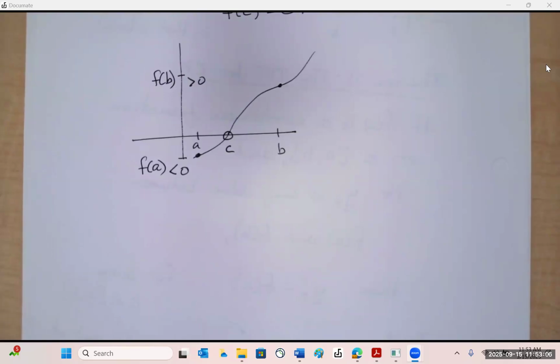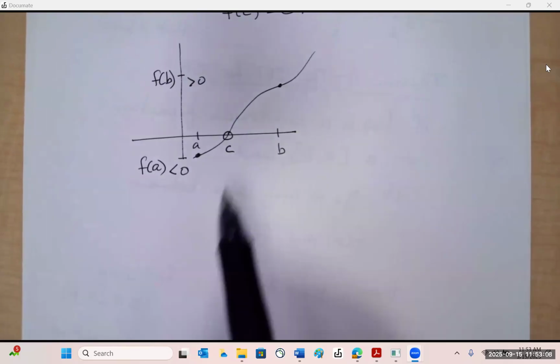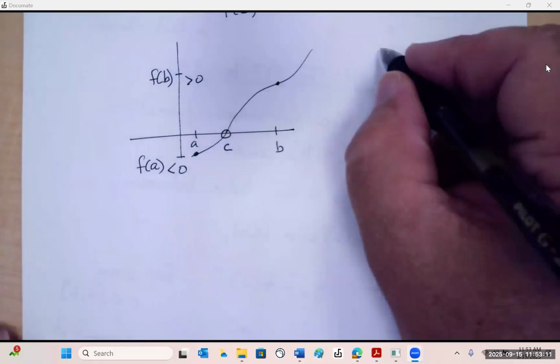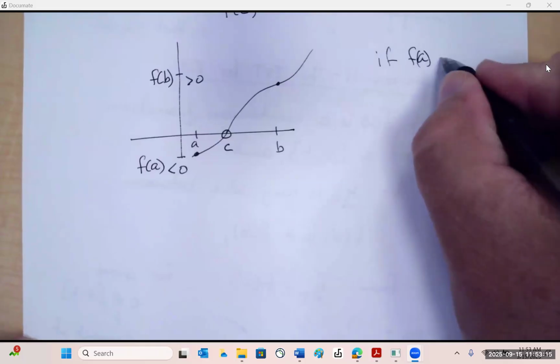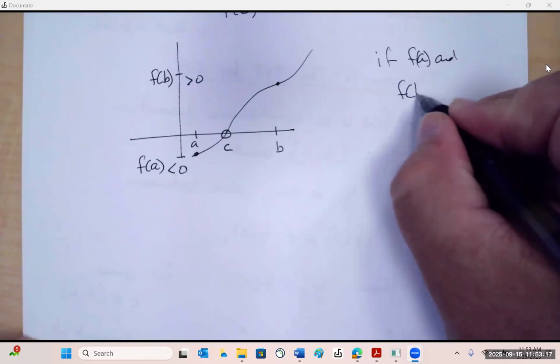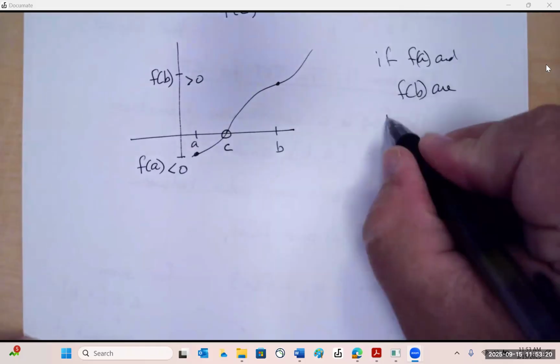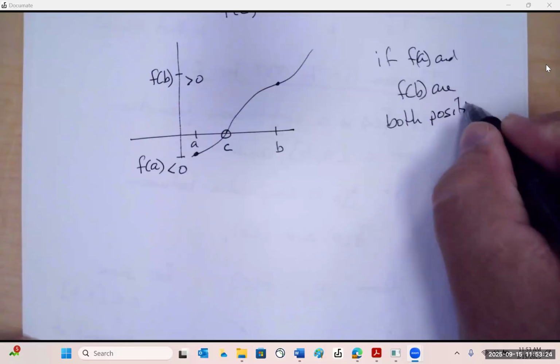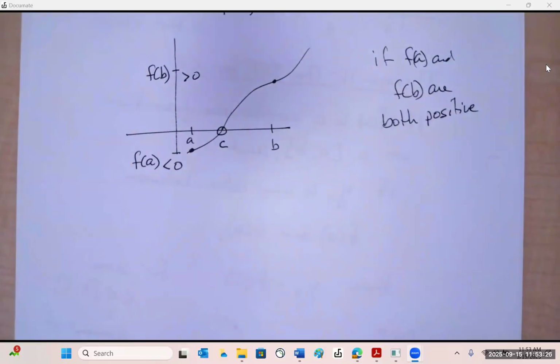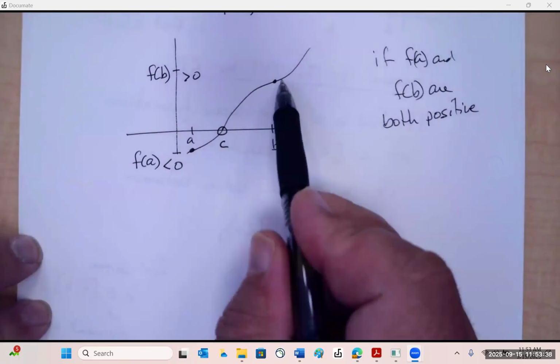Again, that doesn't prove too much, but how about if f of A and f of B are both positive? Is there an x-intercept there? Yeah, we don't know. It's just that if they're opposite, we can tell.